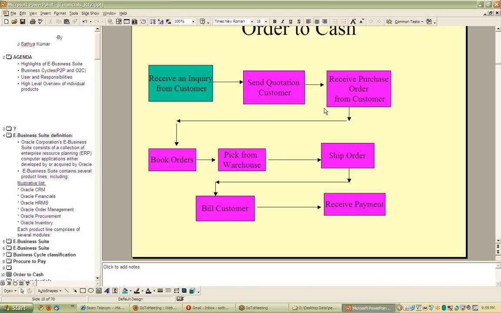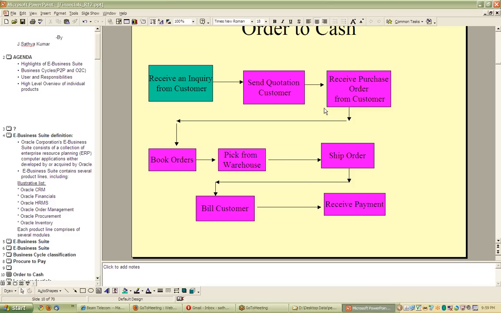It's a very simple cycle. You receive an inquiry from the customer. On receipt of this inquiry, what do you do? You send the quotation to the customer. Then the customer will send you a purchase order. Correct? So when you record that purchase order in your system, it will become a sale order.